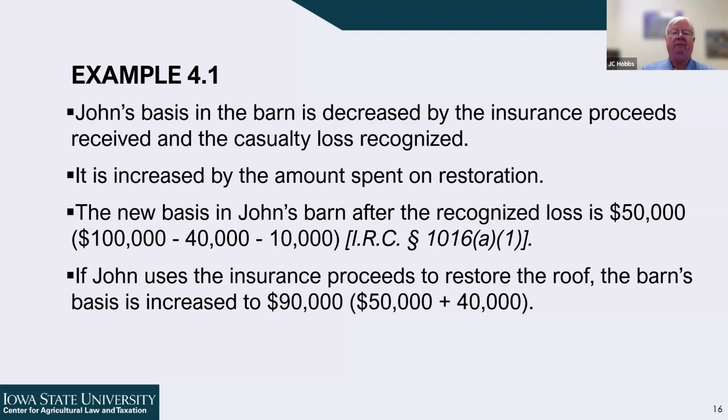So his basis in the barn is decreased by the insurance proceeds received and the casualty loss that is recognized. If he spends money to restore it, then we increase that amount. So now let's look at the new basis in the barn after the recognized loss. That was $50,000. That's the $100,000 minus the $40,000 minus the $10,000 of casualty loss. John uses the insurance proceeds, that $40,000 increase. So the $50,000 recognized loss plus the $40,000 insurance proceeds to restore the roof increases that basis to $90,000.